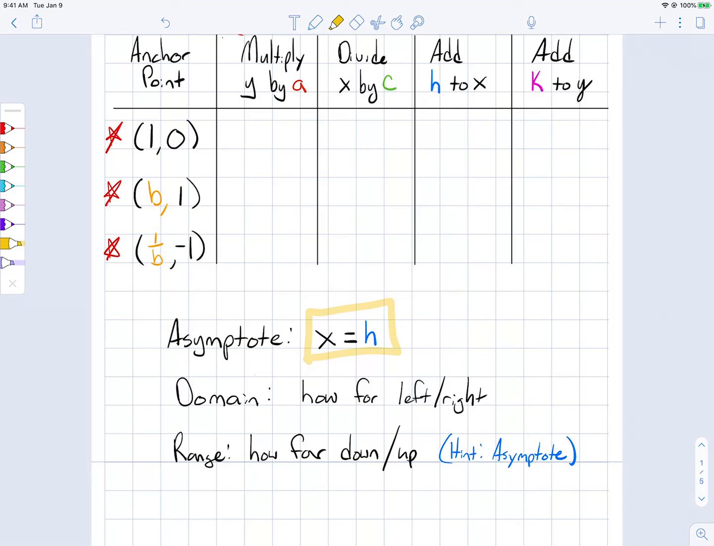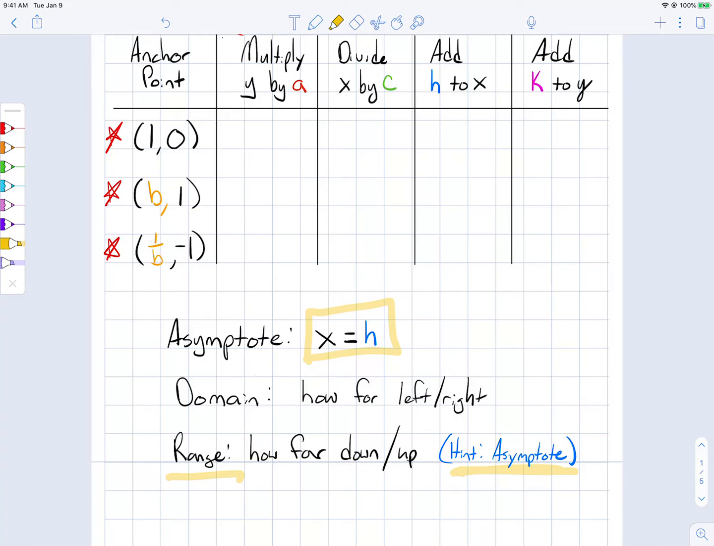You will also be stating the domain. Don't forget it's how far left and right your graph is going. You're going to see some redundancy in that answer. And then your range is how far down and up. Now, my hint for you on the range is that the asymptote is going to do something with either your domain or range. So be very careful on that one.